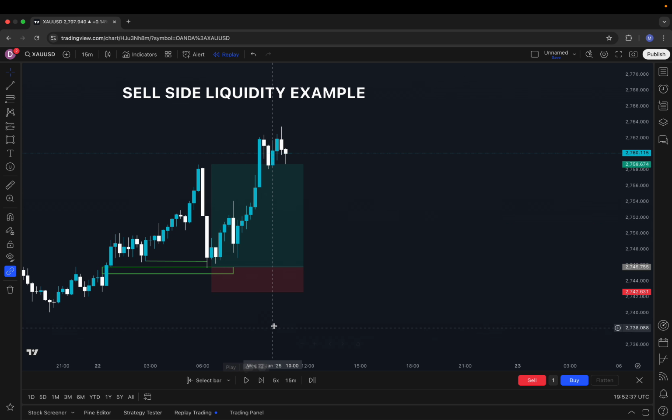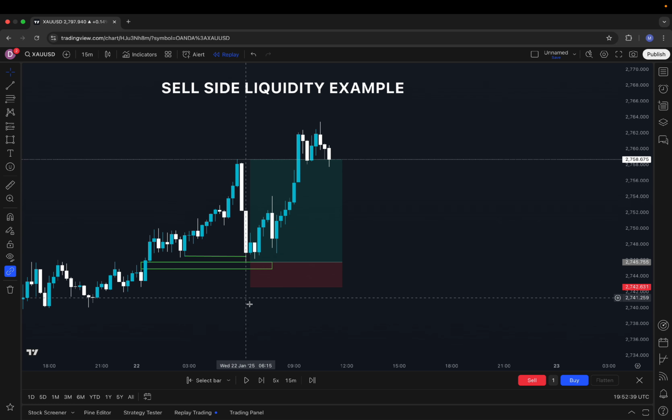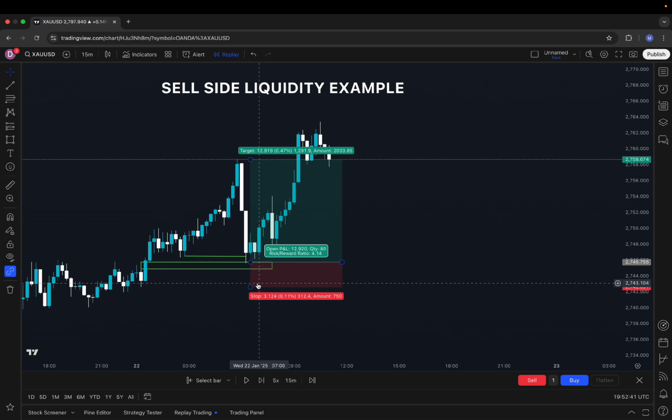And as you guys can see, once liquidity was swept, we had a tight stop loss of only 0.1%, and we made a gain of 0.47%, which is the 1 to 4 risk to reward with a simple sell-side liquidity concept. Now I'll be moving over to a buy-side liquidity example and show you how to do the exact same thing.